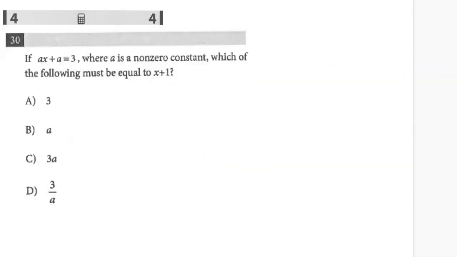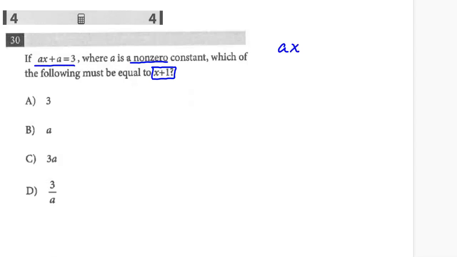All right, number 30, last multiple choice. If ax plus a equals 3, where a is not 0, so a can't be 0, otherwise we'd have 0 equals 3, which is not true, which of the following must be equal to x plus 1? So a strategy on these problems, there's two ways. Either I can try to find x and then once I solve for it, add 1 to it. Or I can try to find an x plus 1 within the equation, which I think is what I'm going to do here. So let me show you what I'm talking about.